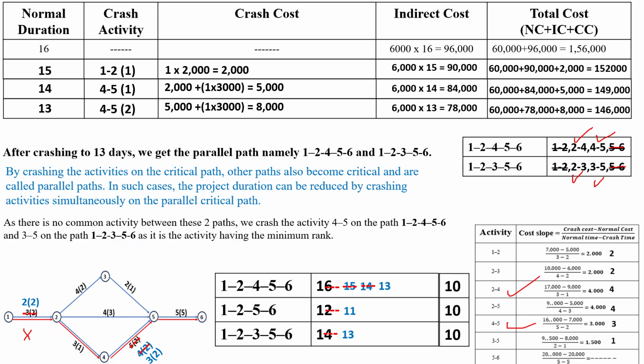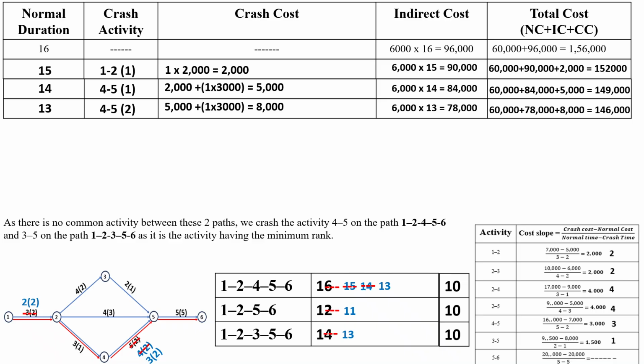Similarly, for the other path 1, 2, 3, 5, 6, the activities are 2 to 3 and 3 to 5 for crashing. Between these two, the minimum cost slope is 1500 for activity 3 to 5. As there is no common activity between these two paths, we have to crash activity 4 to 5 on path 1, 2, 4, 5, 6 and activity 3 to 5 on path 1, 2, 3, 5, 6, as they have the minimum cost slope.